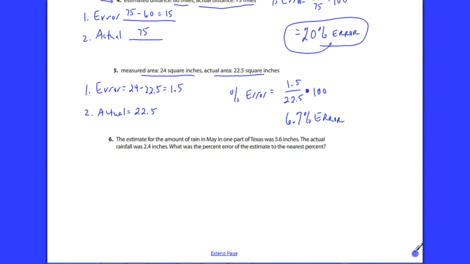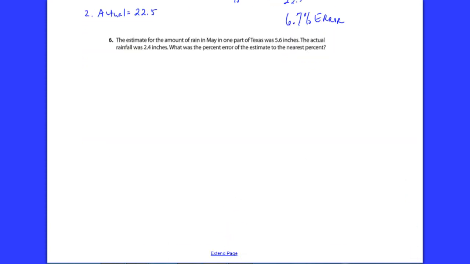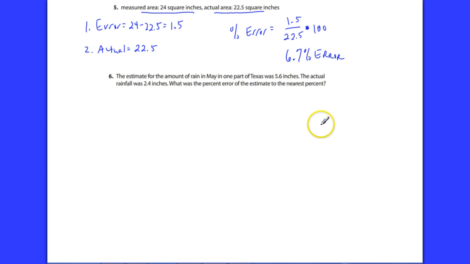Very similar to the last questions. Really easy to do if you'll take the time and just think through what was the error, what was the actual amount right here. One last question here. The estimated amount of rain in May for one part of Texas is 5.6. The actual rainfall was 2.4. What was the percent of error to the nearest whole percent?